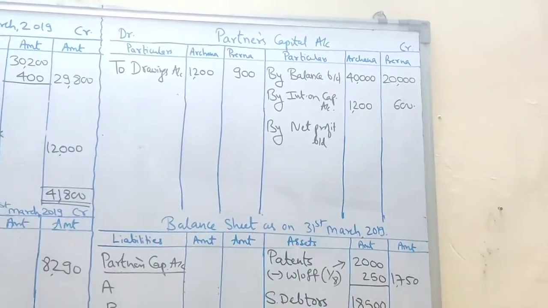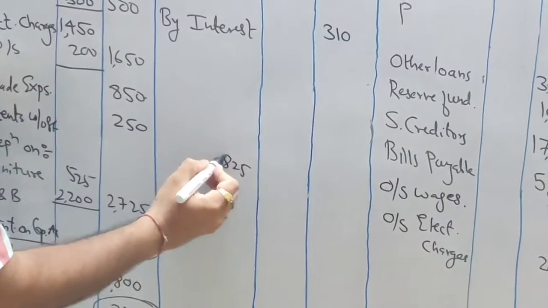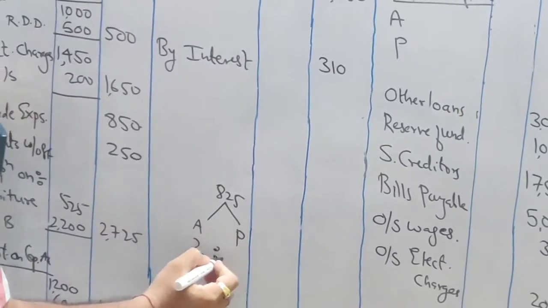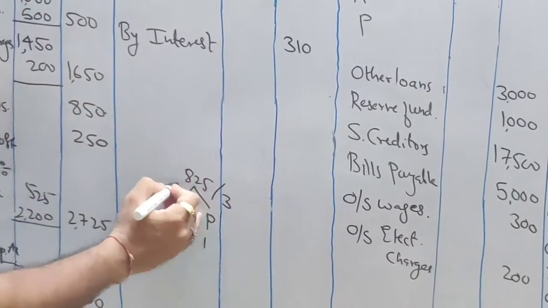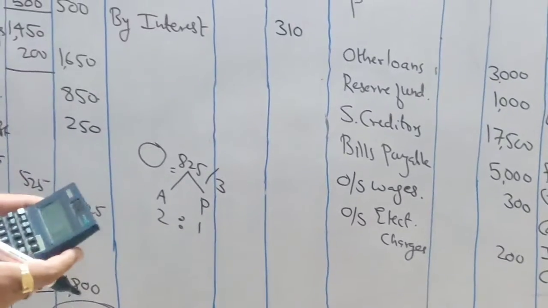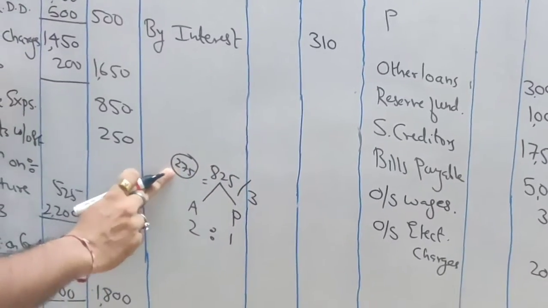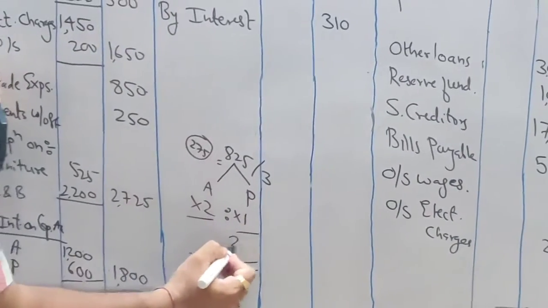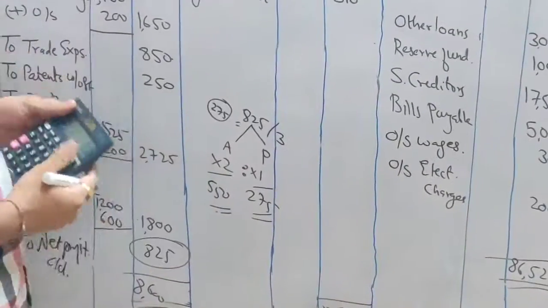Now the problem is you have to divide this net profit among both the partners. So I am doing a working note here, students. This is a working note. My net profit is 825 and I want to divide it between Archana and Prerna in the ratio 2:1. So what is the total of 2:1? 2 plus 1 is 3. So divide it by 3. Your answer is 275. After dividing, you are getting 275. So multiply this with both the shares: into 1 will be the same and into 2 is 550. So this is how you will split.